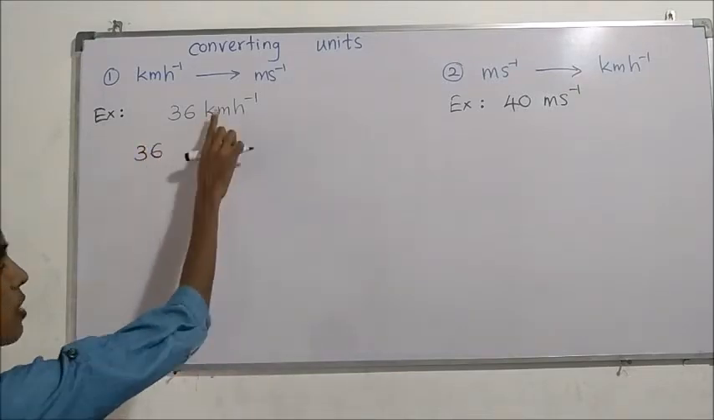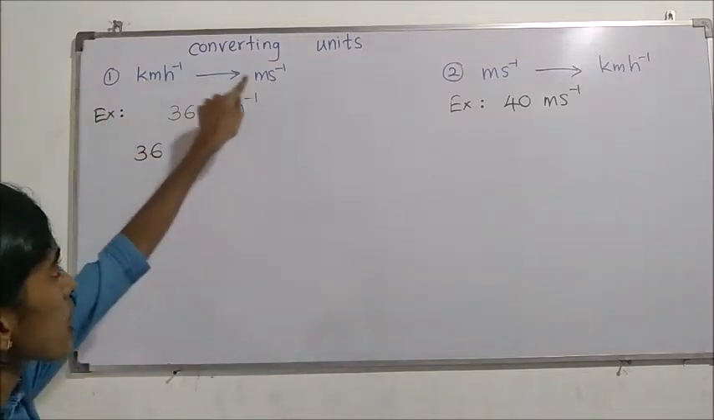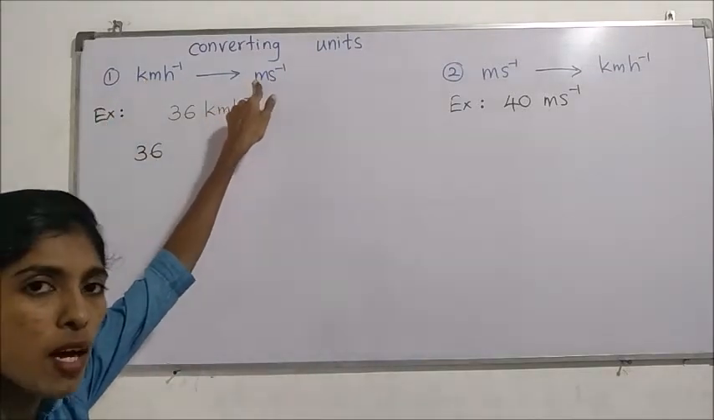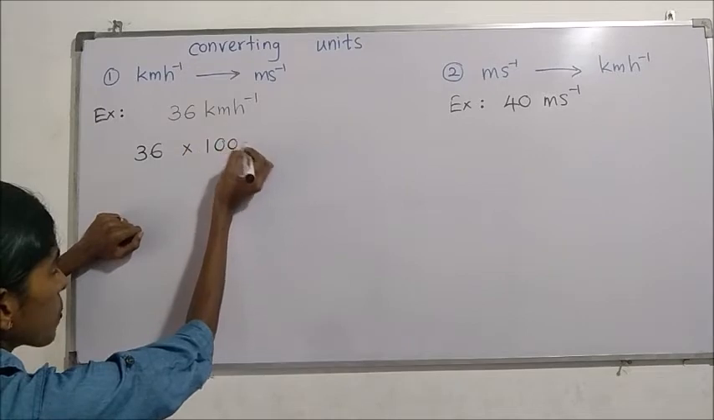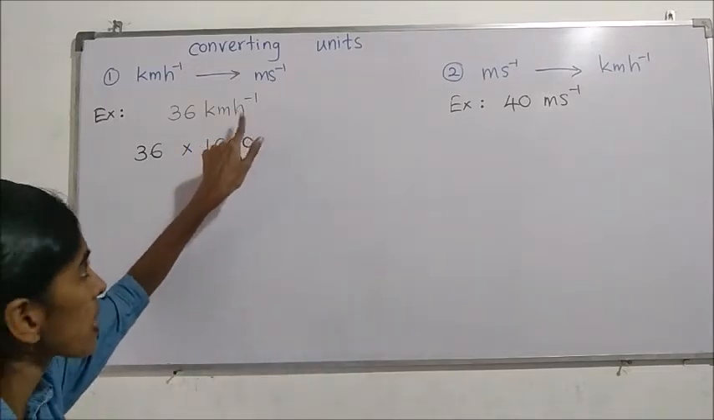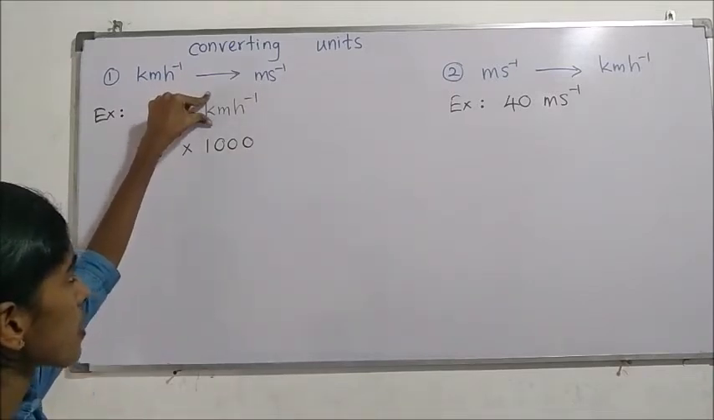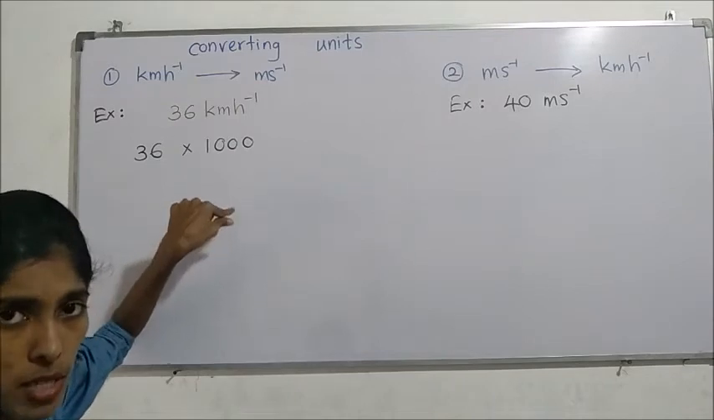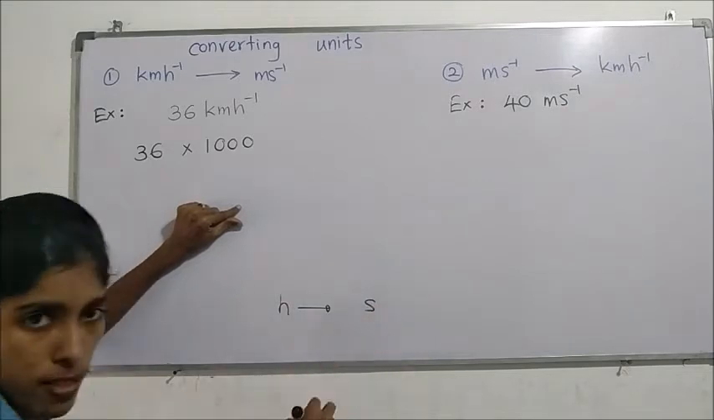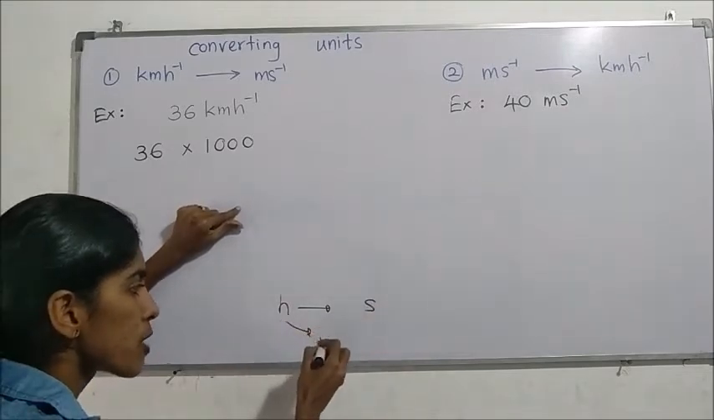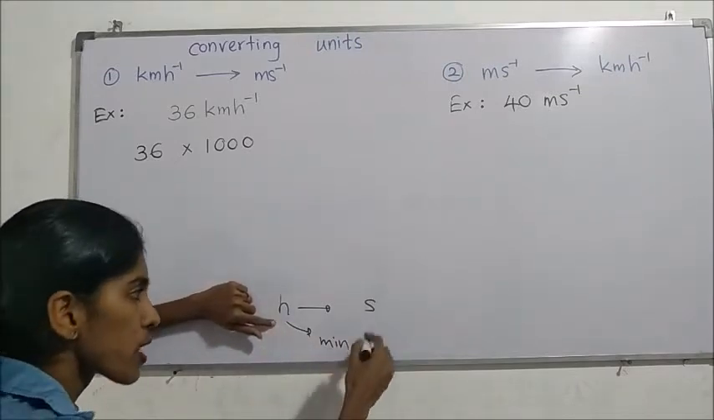Firstly, we need to convert kilometers into meters. We know that when we multiply by 1000, kilometers can be converted into meters. So, I can multiply by 1000. And you know that this per hour should be there down as the denominator. So only kilometers are up, hours are down. When you convert hours into seconds, firstly you better convert hours into minutes, because there is a direct relationship between hours and minutes. Then we can go to seconds.